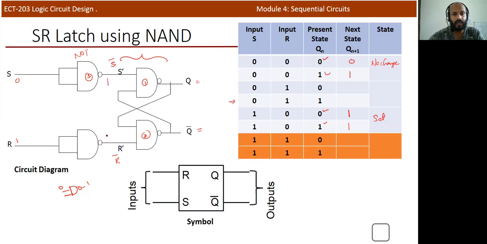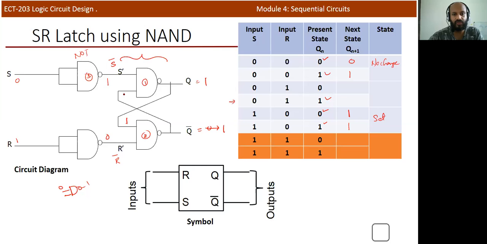So S bar is equal to 1, R is equal to 0. Assume that the initial state is 1, and here it is 0. If any one of the inputs is 0, the output is equal to 1. So here one input is 1, another one is 0. So the output of the second NAND gate will change to 1.